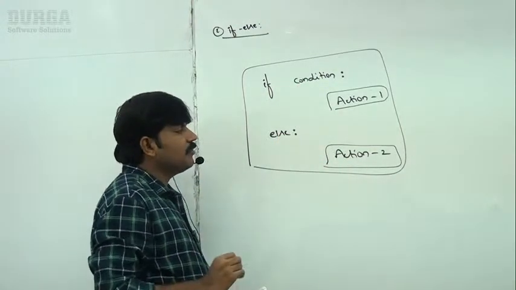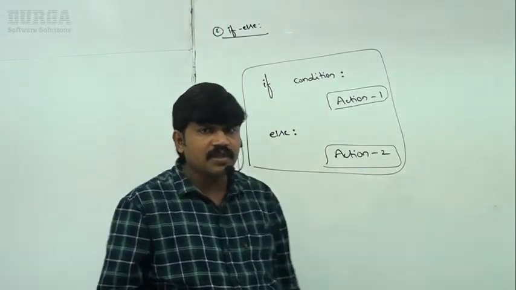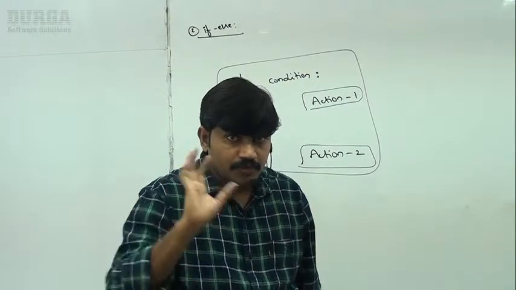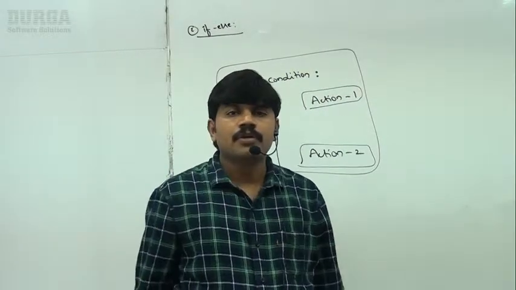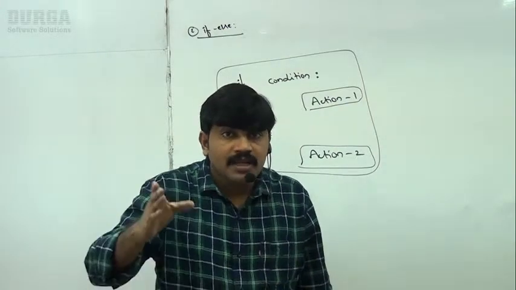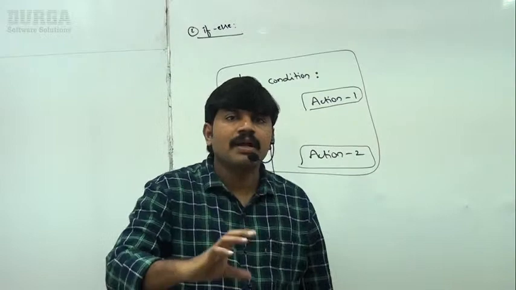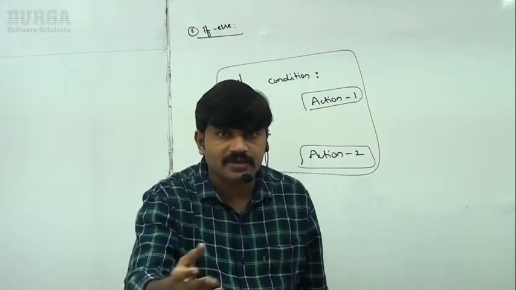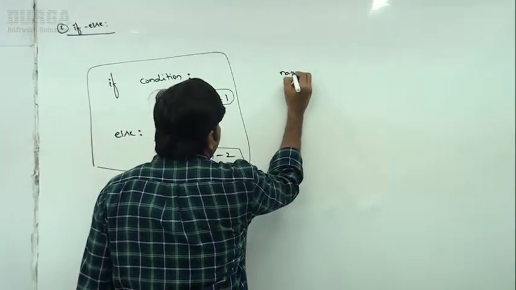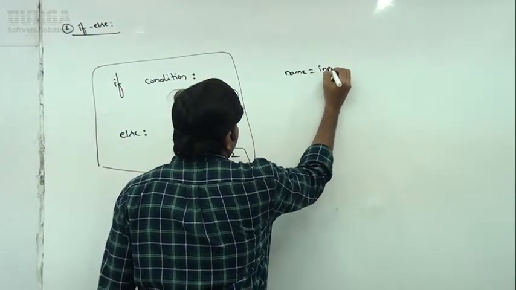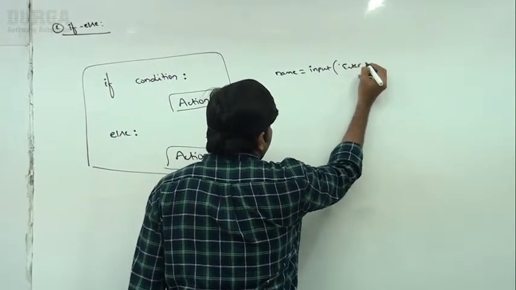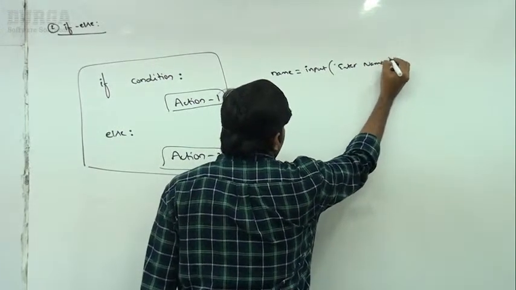Can you please give an example for this? Very simple. What I will try to do is read some name from the keyboard. Enter name, Durga. If the name is Durga, print hello Durga, good evening. If the name is not Durga, print hello guest, good evening. That is my requirement. So first read the name. name is equal to input of "enter name".